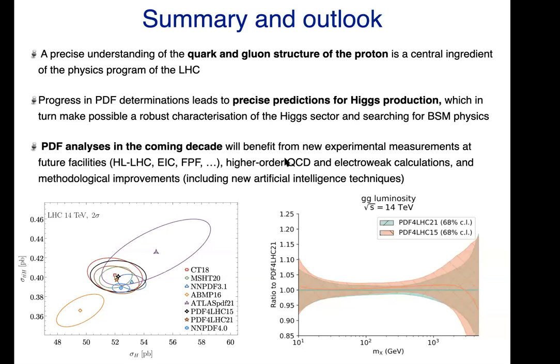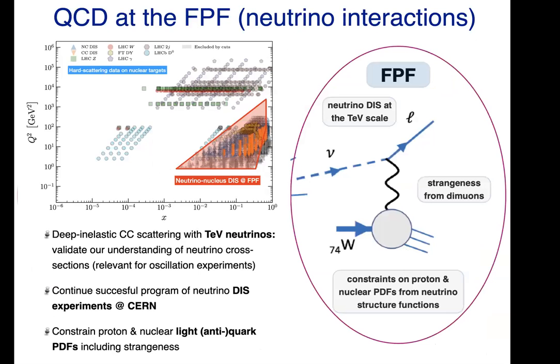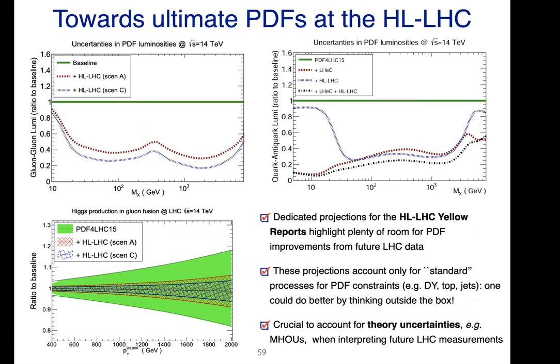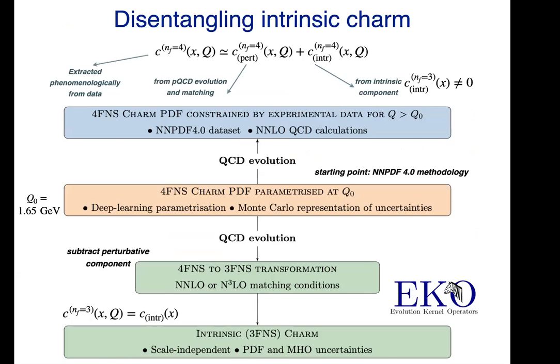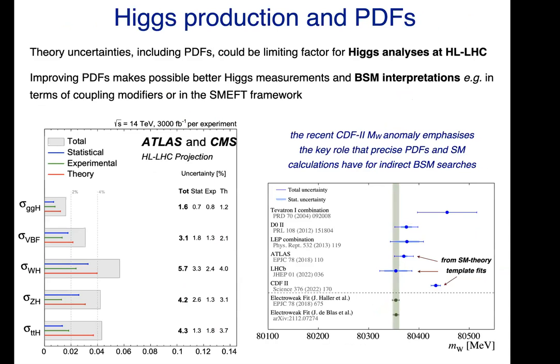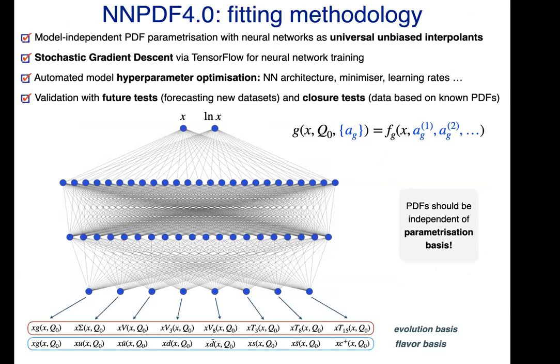Can you go to the slide where you were talking about machine learning for the NNPDF? They're really very promising results. What was the slide? Sorry. It's where you had the neural network. Yes. This one. Yes. Or this one.